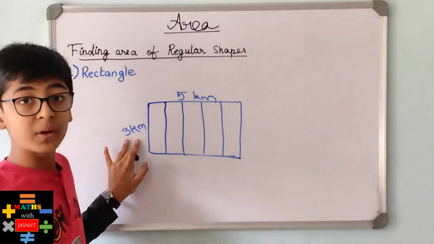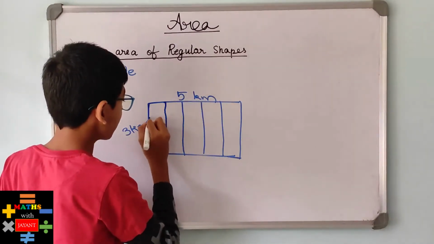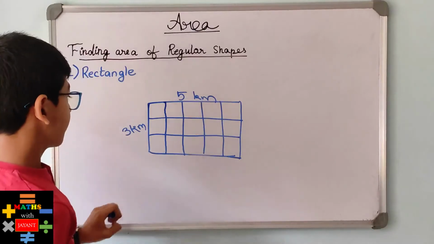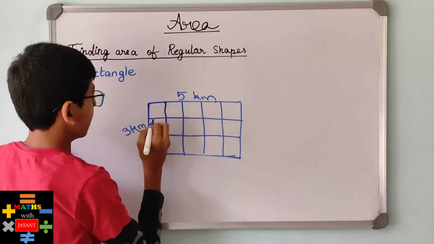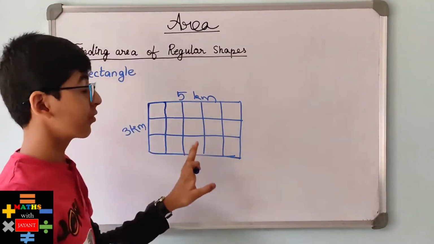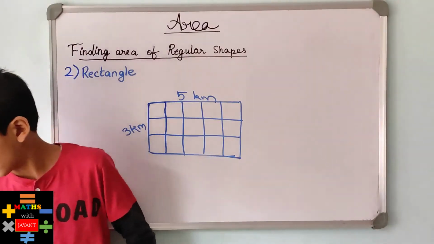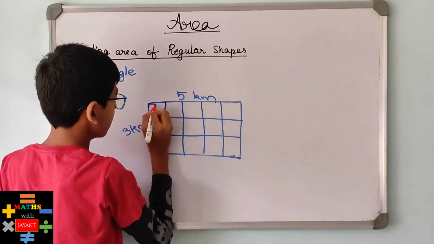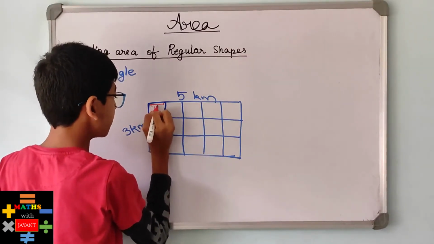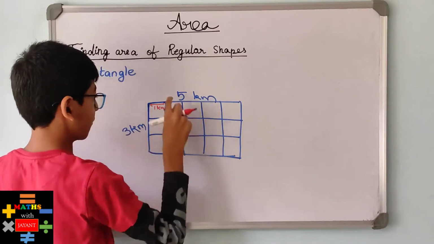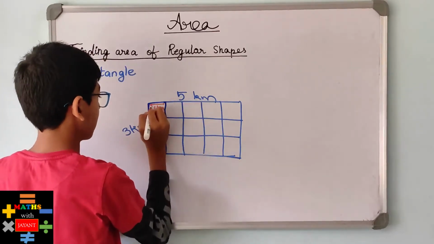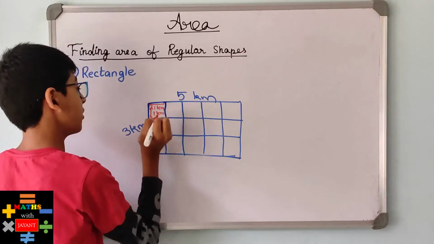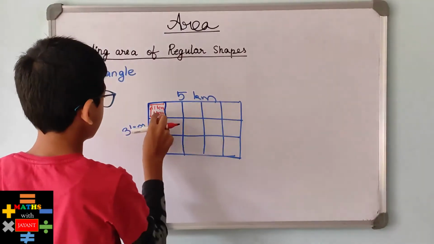Now this 3 kilometer side is over here, so we will divide this into 3 equal parts. Now over here we've got squares again. The side of each square is 1 kilometer this time, because it's 5 kilometer. So we have 1 kilometer over here. So the sides are 1 kilometer by 1 kilometer.